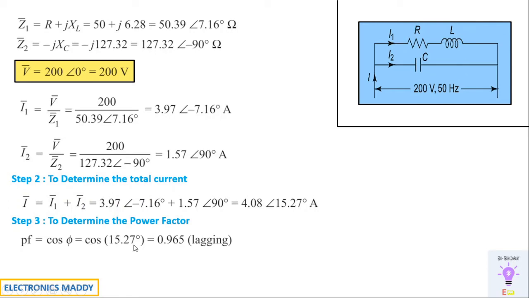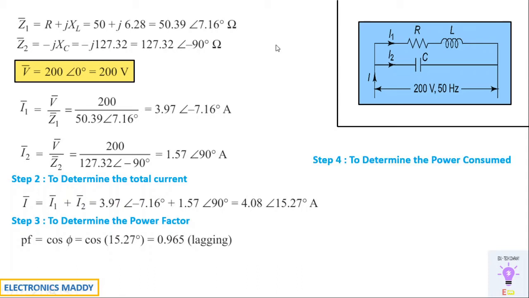So cos of 15.27, you will be getting 0.965 lagging power factor. The reason why we say it is a lagging power factor is because the XL value is greater than XC, that is, it is lagging in nature with respect to the circuit.